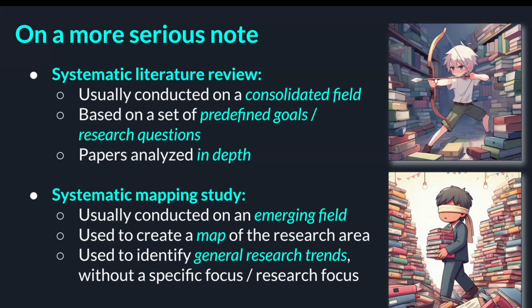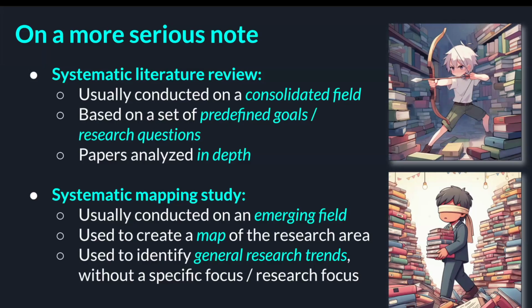So a systematic literature review usually considers a specific field which we already know a lot about, to put it in simple words. And usually these types of study start from a predefined goal. So you want to see what algorithms can be used in a concurrency setting with Kafka, I don't know. And so then you can really target that goal, and you have specific research questions you want to answer, and you analyze each paper you find in depth.